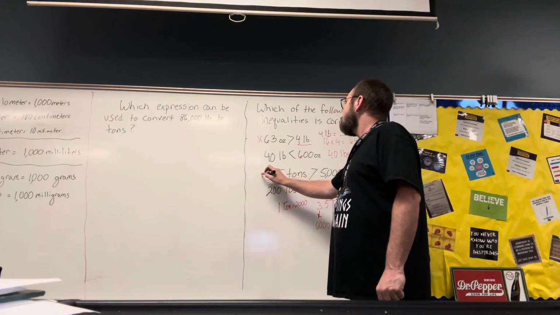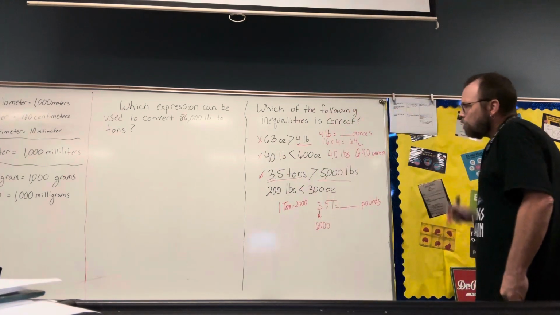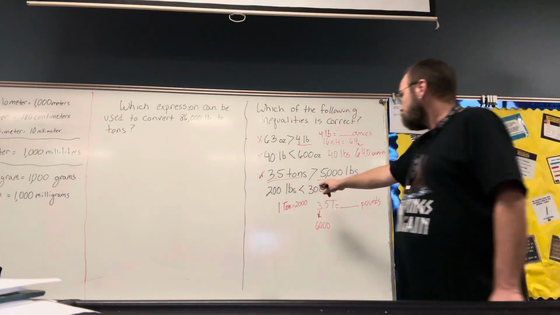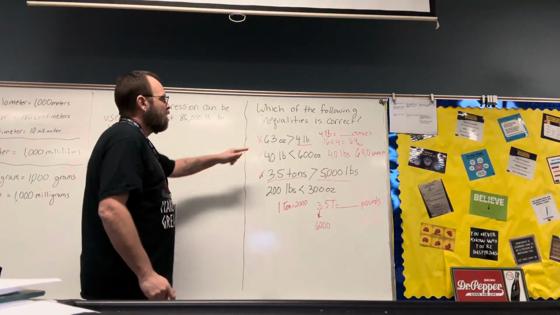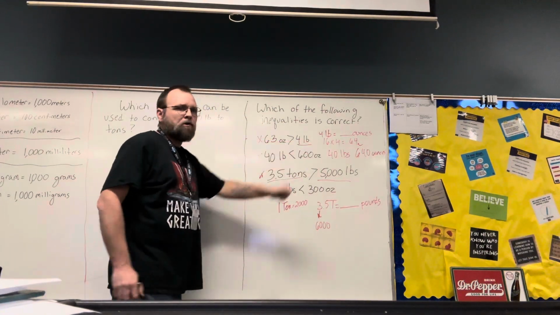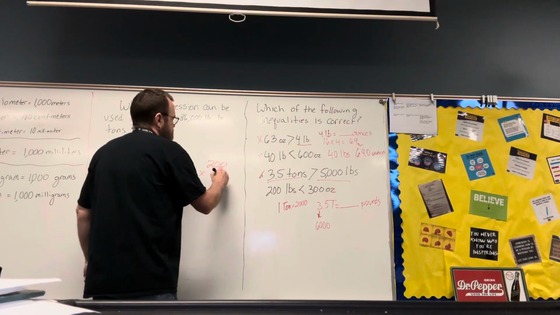So we think it's this. We think. We know that one's not true. We know that one's not true. But we need to check and see. We're going to change 200 pounds to ounces. We've already said there are 16 ounces per pound. So I would just multiply 200 times 16.